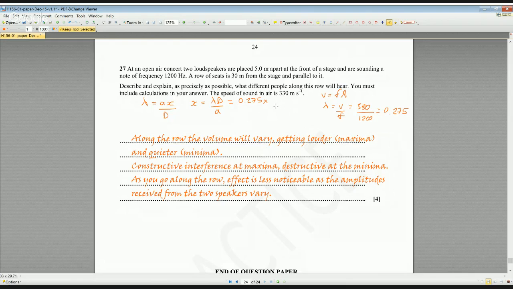by the distance from the stage to the screen, stage to the seat, so that's 30 meters. And divide that by the spacing of the speaker, which is 5. And finally, that will give us a fringe separation of 1.65 meters. So that will get us the 4th mark here for doing the calculation. Now that's the end of the question paper.